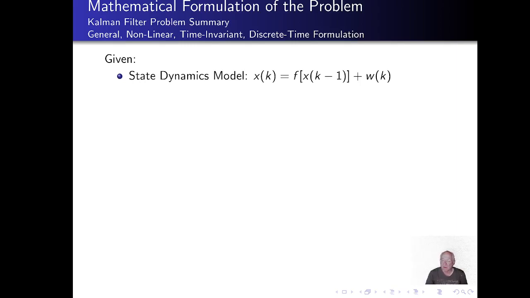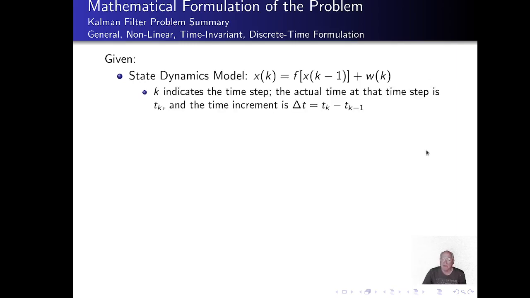So let's present the mathematical formulation of the problem. And this is the general nonlinear time invariant discrete time formulation. So our variable k represents a discrete time or discrete time increments. The state dynamics model has the state vector x at time step k being equal to a function of whatever it was at time step k minus 1, plus some disturbance or process noise, w at time k. So k indicates the time step. It's not the actual time. The actual time at that time step is something like t sub k. And the time increment, the delta time between 2 time steps, would be then something like t sub k minus t sub k minus 1.